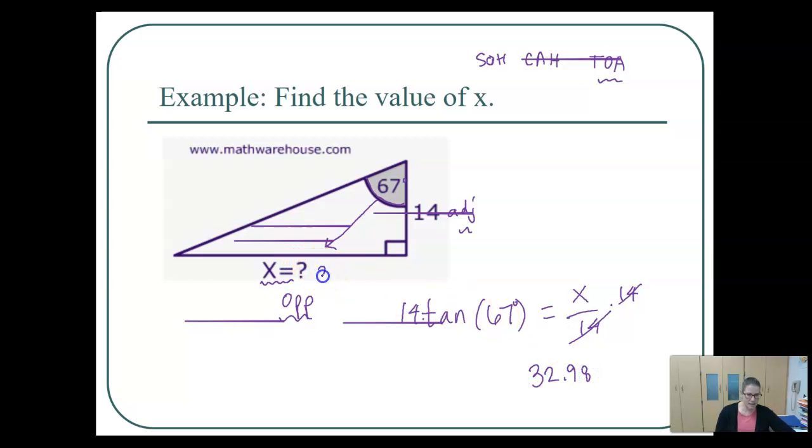So that makes this side 32.98. You could round it off to 33, I suppose. And we have no units here, so we're just going to keep it as 32.98. Okay, so let's go ahead and try another one. We're just going to keep doing examples here.